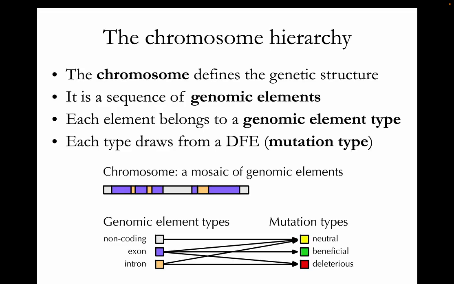Genomic element types govern what kind of mutations occur in a region by drawing their mutations from particular mutation types that provide a distribution of fitness effects, or DFE. In this example, we have non-coding regions generating only neutral mutations, while exons can generate neutral, beneficial, and deleterious mutations, and introns undergo only neutral and deleterious mutations. But again, all of this is up to you, defined by your Eidos script. SLiM doesn't dictate this genetic structure to you, and what's shown on this slide is only an example.